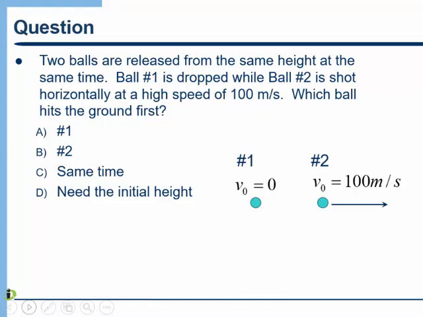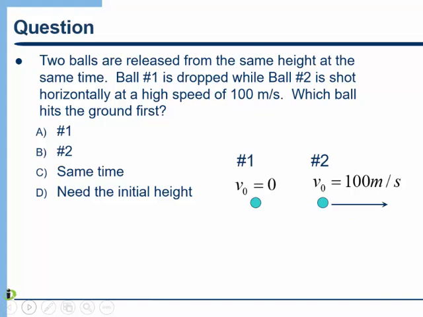Let's start out with a conceptual question. Two balls are released from the same height at the same time. Ball number 1 is dropped, while ball number 2 is shot horizontally at a high speed of 100 meters per second. Which ball hits the ground first? Go ahead, pause the video, and think about that for a minute, and then we'll come back and talk about it.